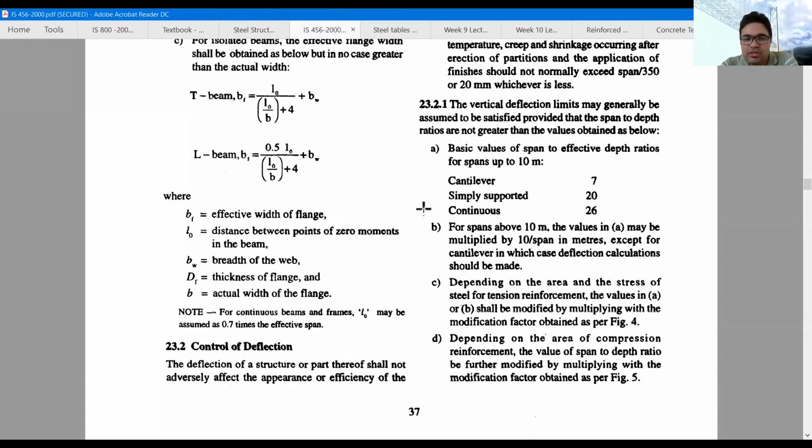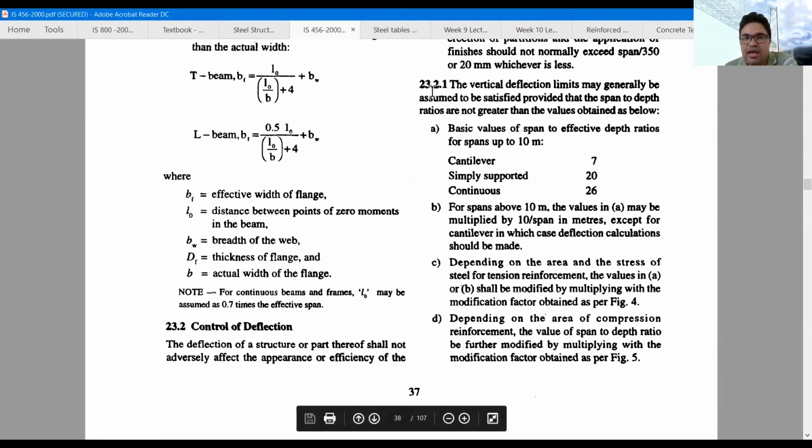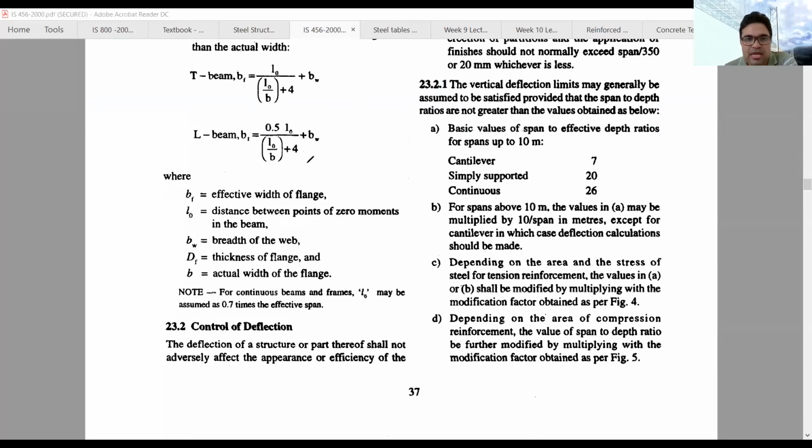So here in the IS code, on page number 37, this is clause 23.2.1. It says the vertical deflection limits may generally be assumed to be satisfied provided that span to depth ratios are not greater than the value obtained as below. Span to depth ratio will be written as L by D. So the ratio should be less than or equal to how much?